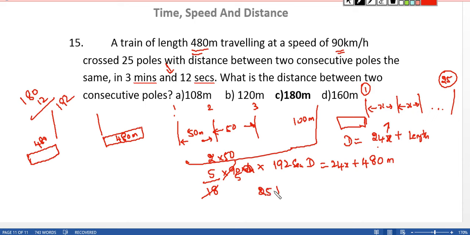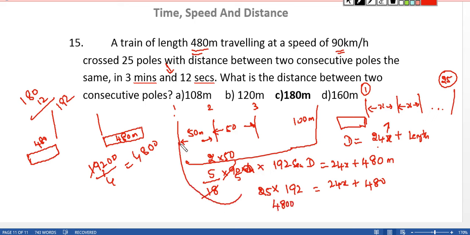Sorry, this is multiplication. So this is 25 into 192 equal to 24x plus 480. So what do we get here if we multiply 25 into 192? This would be nothing but 4,800.